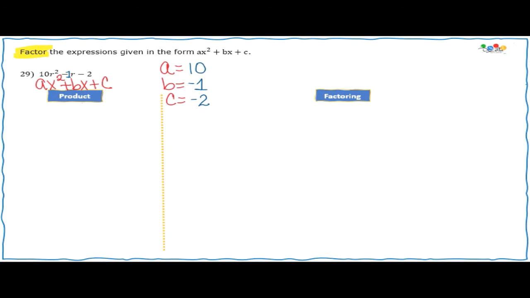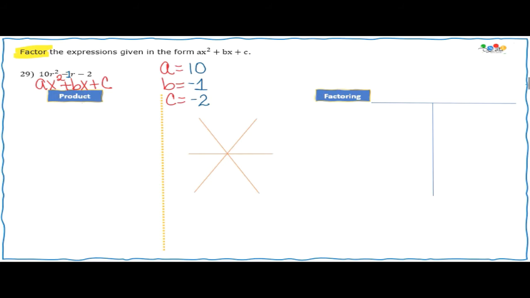So now that I identify a, b, and c, we are going to use the X method, which we've been doing, right? So let me give you a couple of seconds for you guys to draw the X and the table. Do you have the table ready? And the X? Okay, so let's continue.